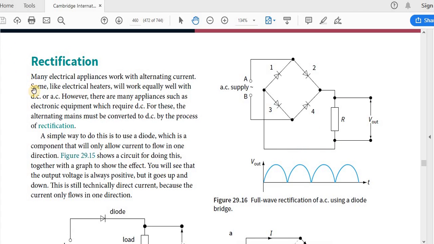Okay, so those are the two equations that you have to know under transformers. The next topic is rectification. Under this, when I was explaining the summary at the beginning of the chapter, I went through this, so we'll go through it a bit faster.